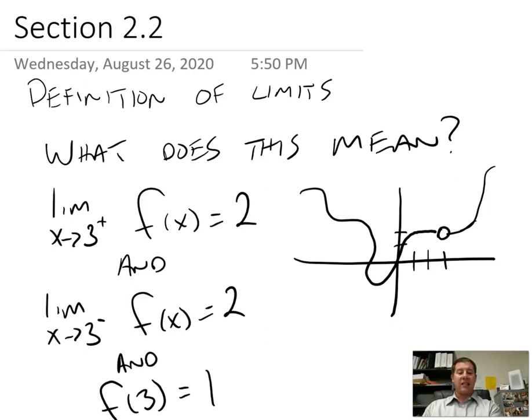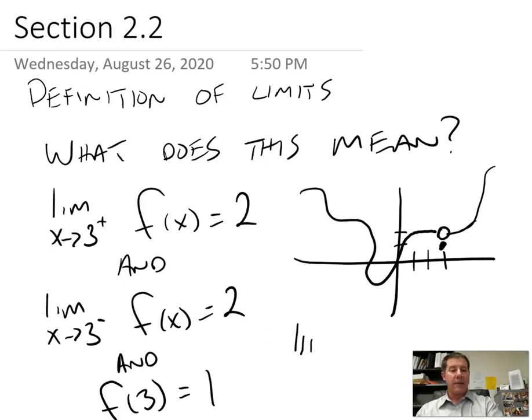This last little piece here tells me the exact value of f at 3. If I were to plug 3 into f, my value is 1. So the limit and the value of the function don't have to be the same. They don't have to be equal. So this was a right-handed limit, and this is a left-handed limit. These are one-sided limits.